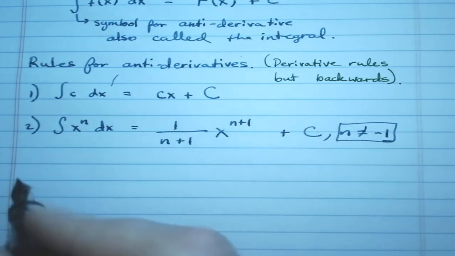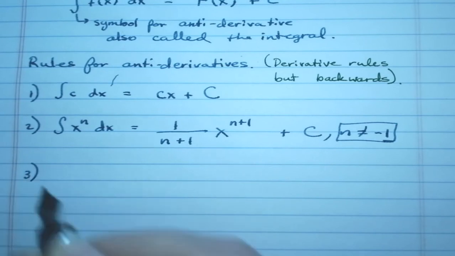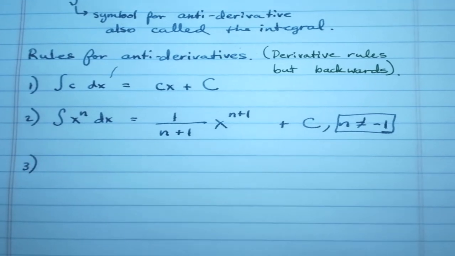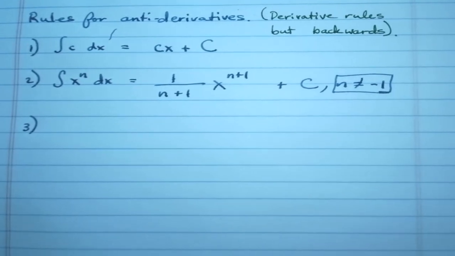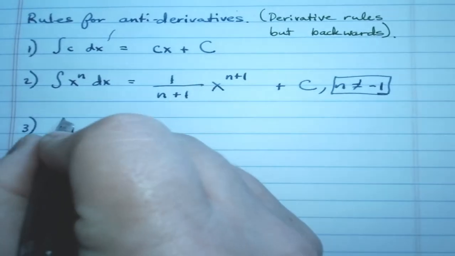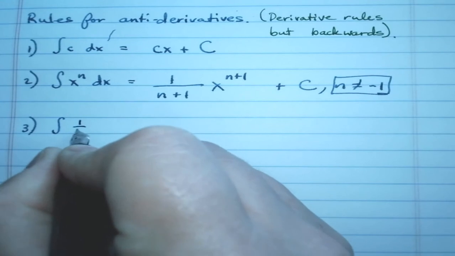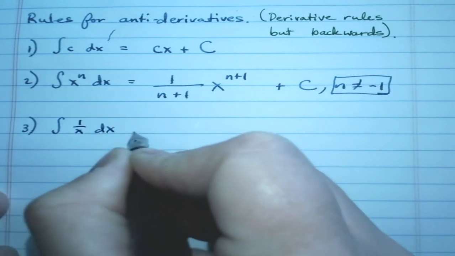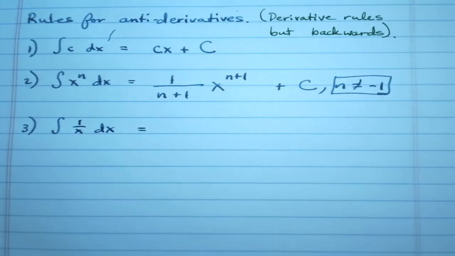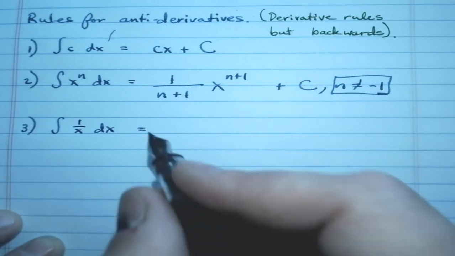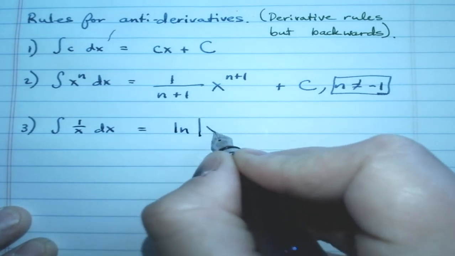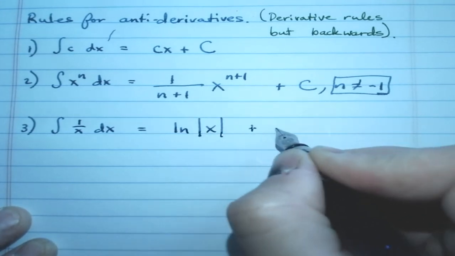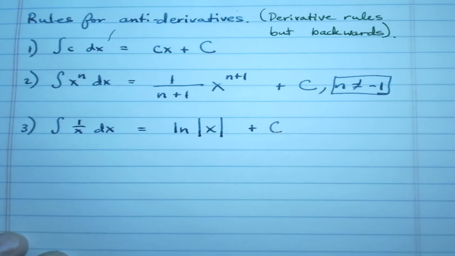Rule number 3. This is a very recent derivative rule in our class. So the antiderivative of 1 over x dx is the natural log of the absolute value of x plus c.